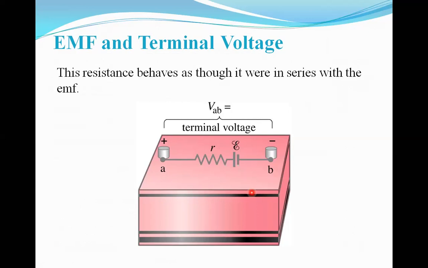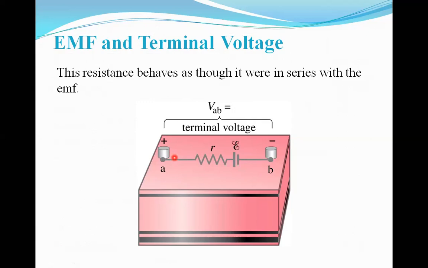This resistance behaves as though it were in series with the EMF. If you look at this diagram, this is point A and B, plus and minus. This is the EMF which we have applied. Though physically we cannot see the resistance, this internal resistance, we can see that this source is in series with this internal resistor. So this is called the terminal voltage, or the potential difference across this conductor. That is called VP.